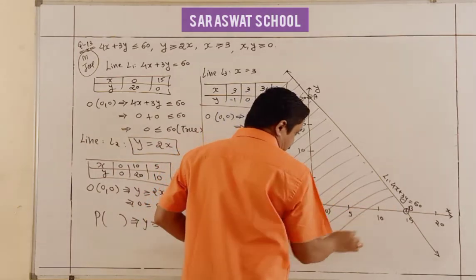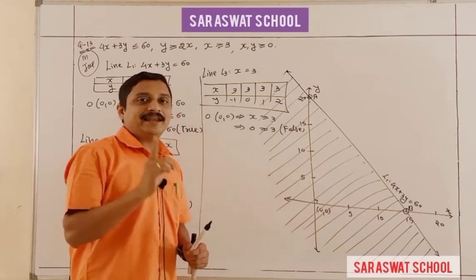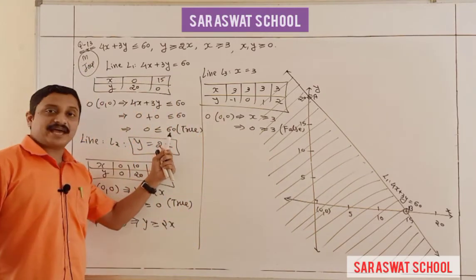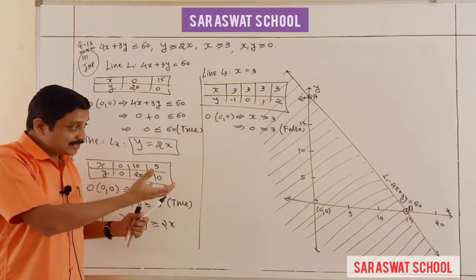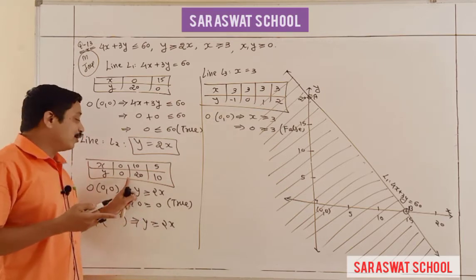This way, students. That is your shading for line L1 because already I checked it is true. Origin side is your shading. Now second is pending. Now I plot the second line.